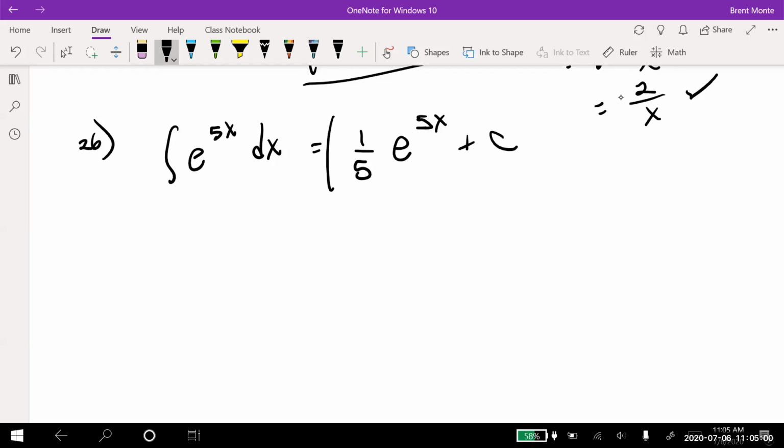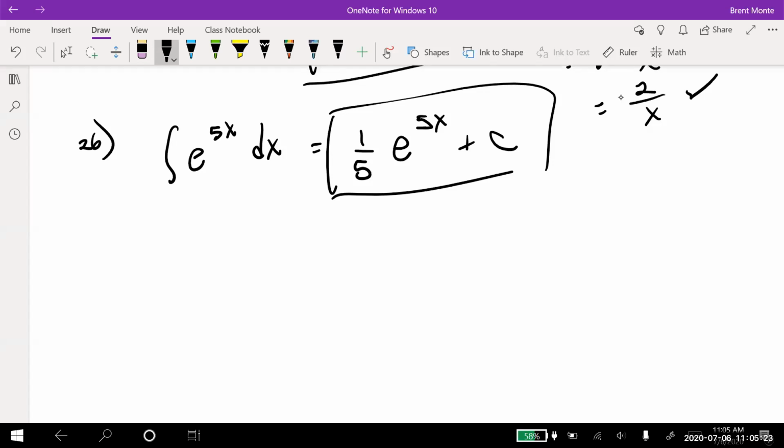Plus c, and actually we're done. That one, again, think about if you take the derivative, it's going to be e to the 5x times 5. That times 5 is going to cancel the 1/5. Okay, so that's the idea. They'll throw in some other things that you have to do, but that's all the properties we saw. So we've used them all.